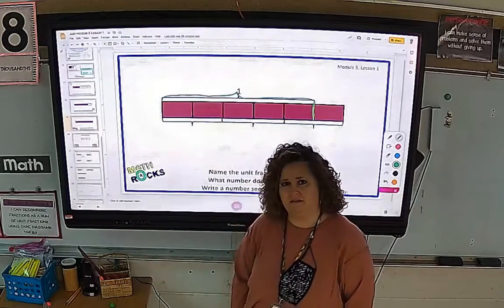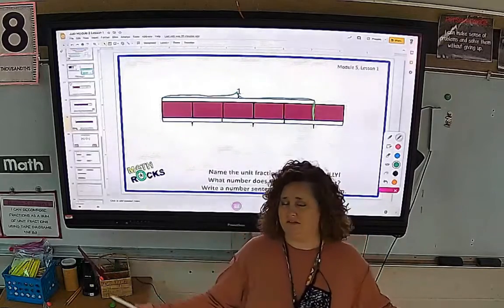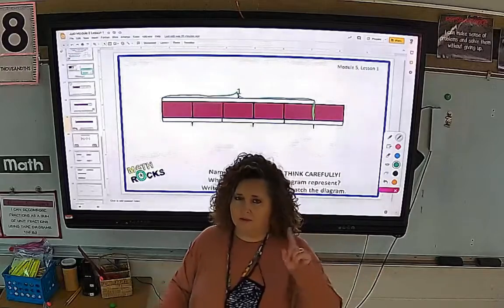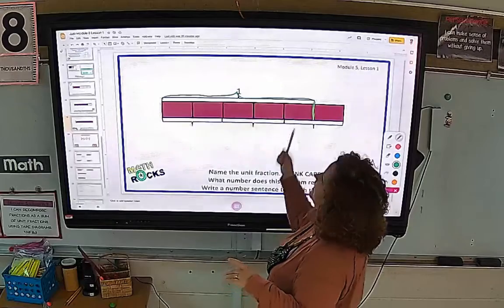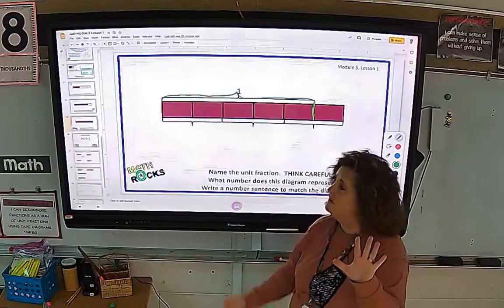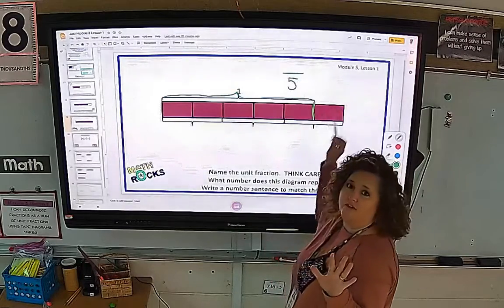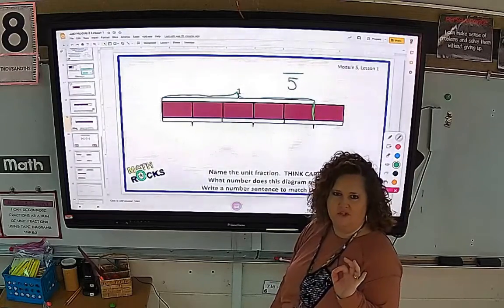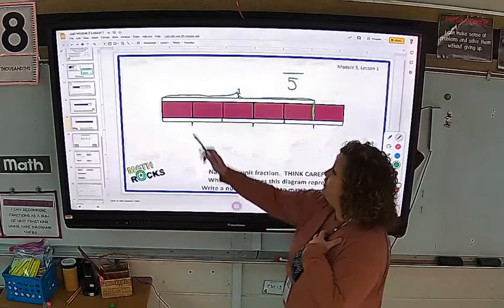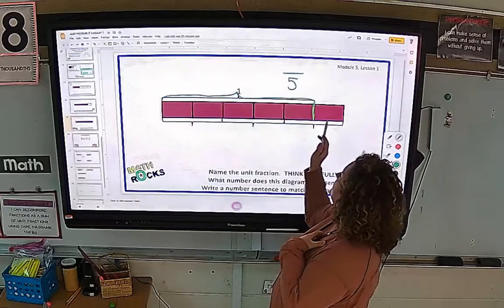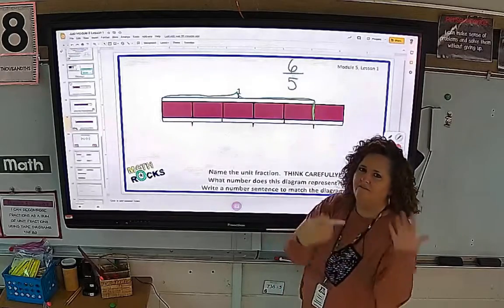This is not 6. Yeah, but 6 are shaded. It's not 6. Why? Because there are not 6 pieces in the whole. Let's count how many pieces are in the whole right here. 1, 2, 3, 4, 5. This is fifths. Okay, our denominator is 5. But there's an extra fifth. Yep, there sure is. So how many fifths do we have that are shaded? 1, 2, 3, 4, 5, 6. Ooh, we have 6 fifths.